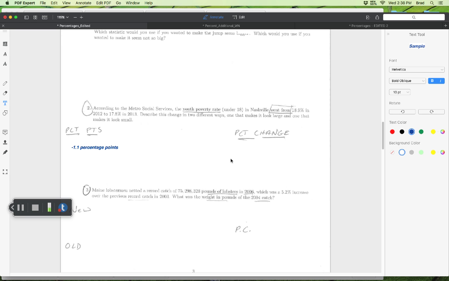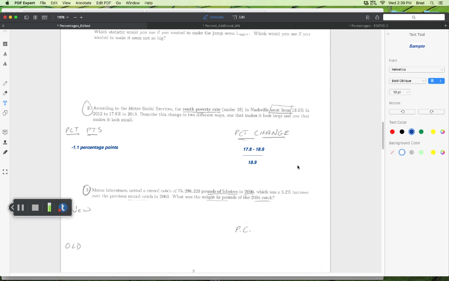Now, if we look at percent change, again, we've got a new value and an old value. So we can take our new value, 17.8, and subtract off our old value, and then we would divide it by which value? The old one, 18.9. And so we should get some sort of decimal, which if we multiply by 100% would give us the actual percent change.